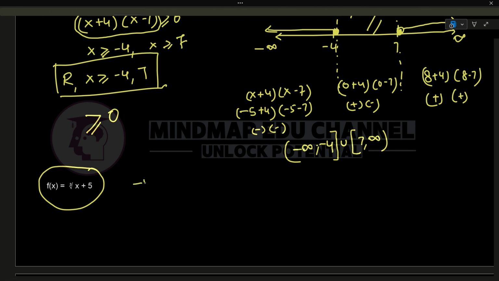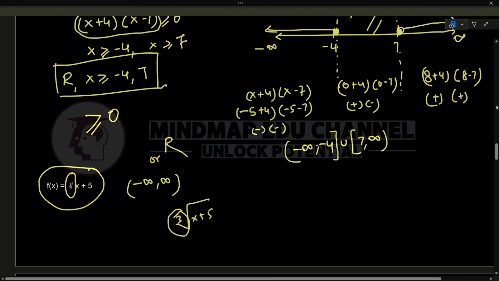So here the domain is from minus infinity to infinity, or you can simply write R. Why? Because you see here the index is odd. Whenever the index is odd, or you have an odd radical expression, then the domain is the set of real numbers.